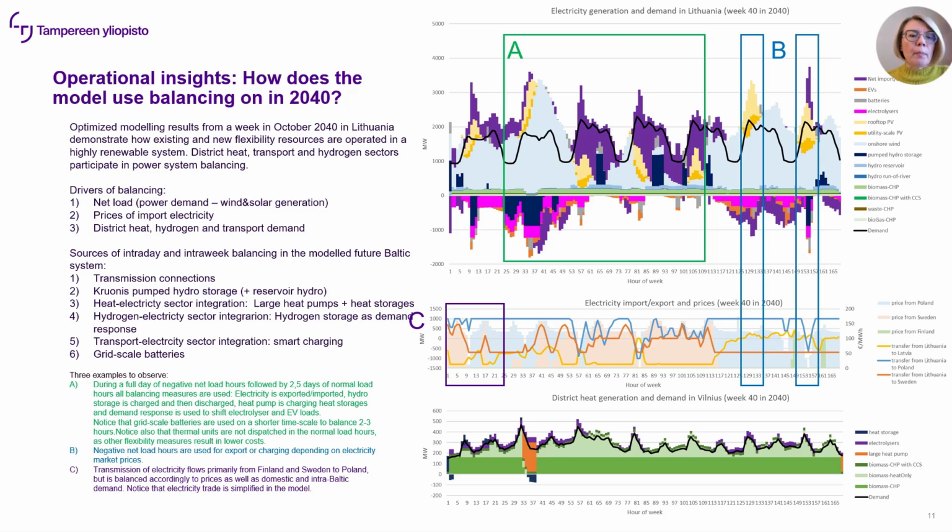Example B. Negative net load hours are used for export or charging depending on electricity market prices. And in example C, transmission of electricity flows primarily from Finland and Sweden to Poland, but is balanced accordingly to price as well as domestic and intra-Baltic demand.